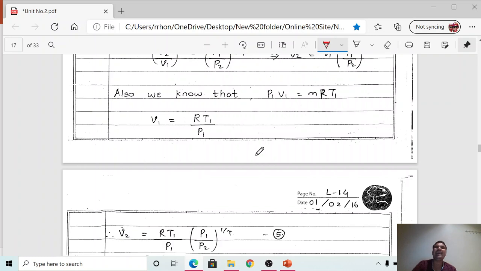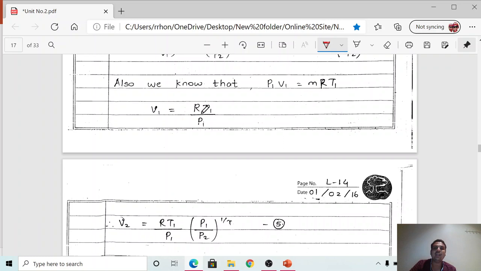Similarly, when we talk further, we also know the ideal gas constant or universal gas constant equation, P1 V1 is equal to MRT1. We know this equation and we already used it in this derivation. So we can write V1 is equal to RT1 divided by P1. Let us consider M is nothing but the unit mass and its standard value is 1. That's why we can consider it as 1. So what is remaining? V1 is equal to RT1 divided by P1.